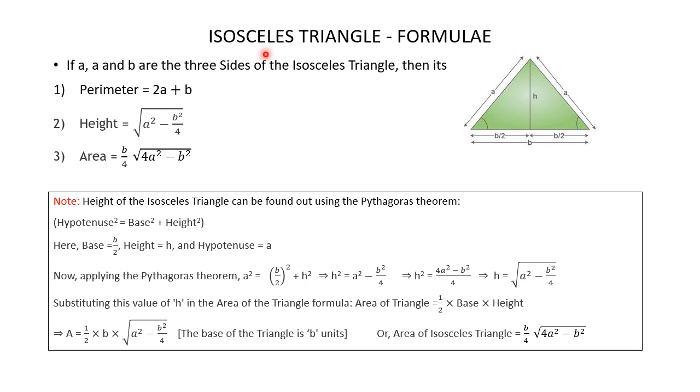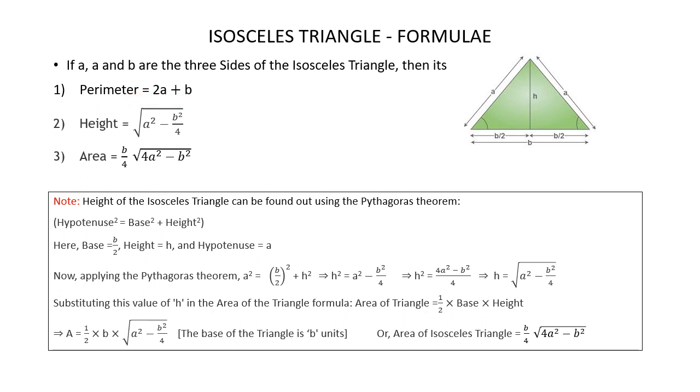Let's now look at a few formulae of isosceles triangle. Now we know that in an isosceles triangle, two sides are equal. Let each of those sides be equal to A. Let the third side be equal to B. So if A, A and B are the three sides of the isosceles triangle, then its perimeter would be equal to A plus A plus B, which is nothing but 2A plus B. So perimeter of an isosceles triangle is equal to 2A plus B.